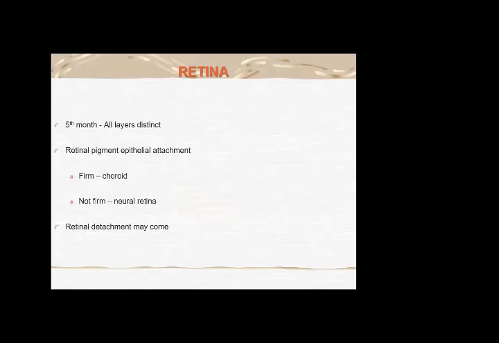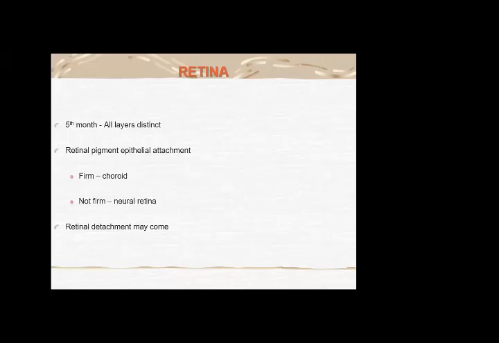Fifth month, by the fifth month, all the layers of the retina have developed. The retinal pigment epithelium, on one side it is attached to choroid, on the other side you have the neural, the cavity of the optic cup. Remember one thing, this attachment between the pigment epithelium and the neural layer of retina, this is not a firm attachment. Okay?